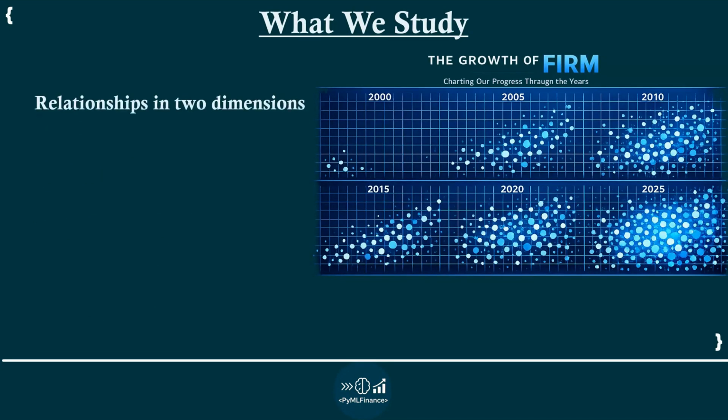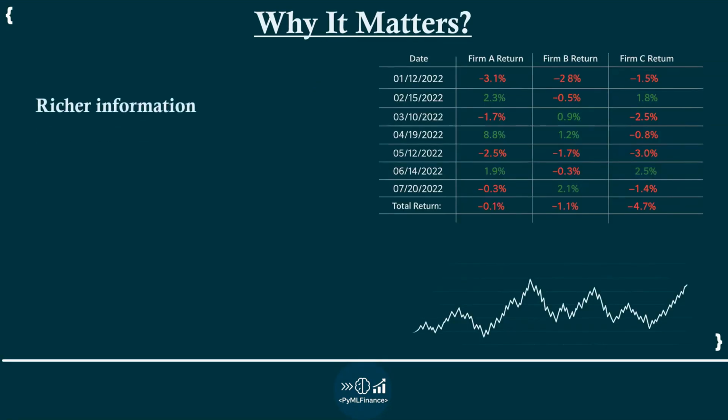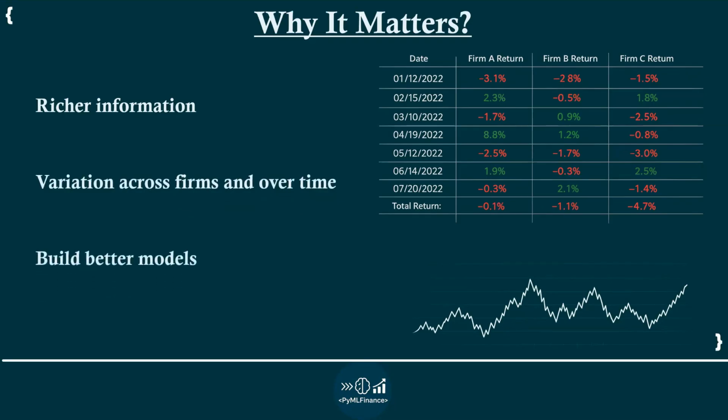Panel data allows us to study relationships in two dimensions. We can compare firms and we can observe how those relationships evolve over time. This makes panel data very powerful. Panel data contains more information than either cross-sectional or time series data alone. It captures variation across firms and variation over time. This helps us build better models.